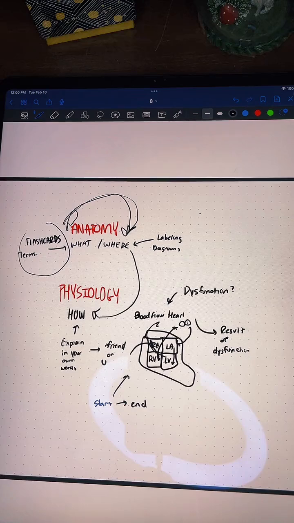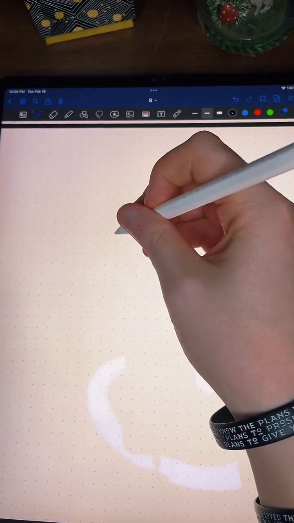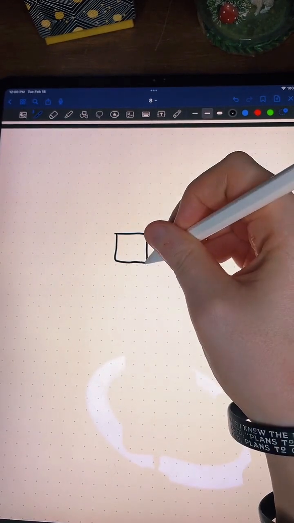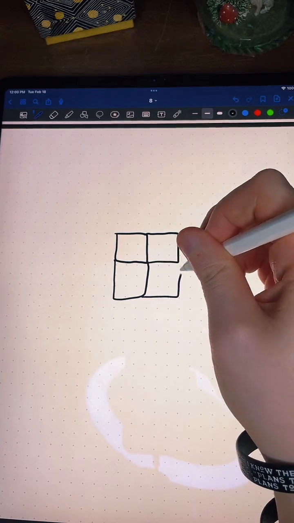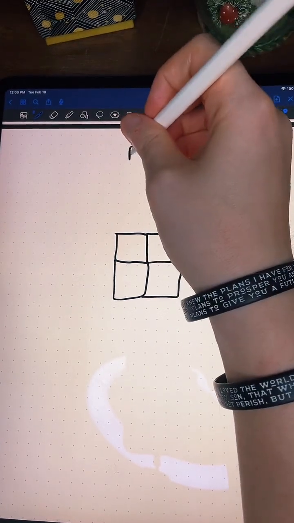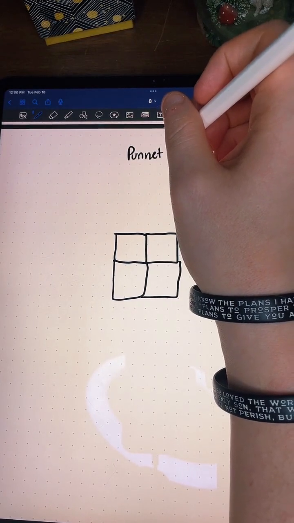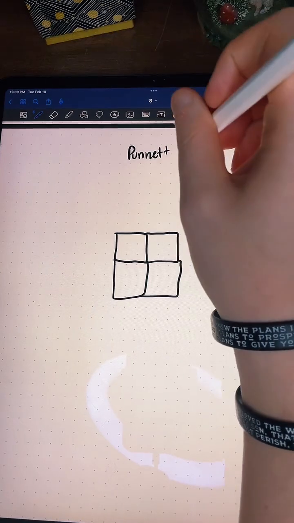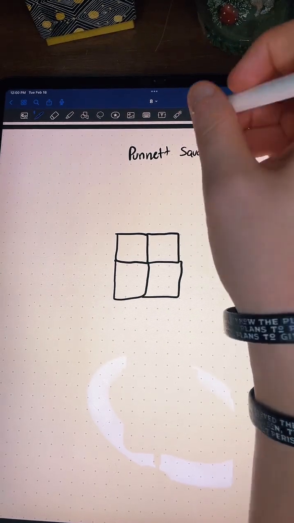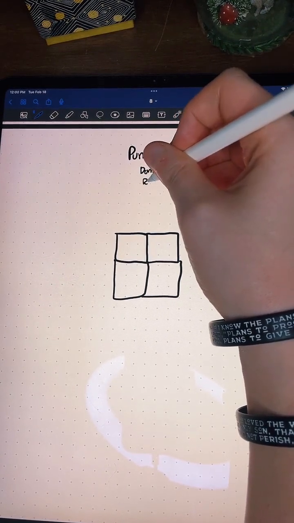Yeah, I can go over Punnett squares real quick. So, Punnett square. The main thing that you want to know is a dominant allele.